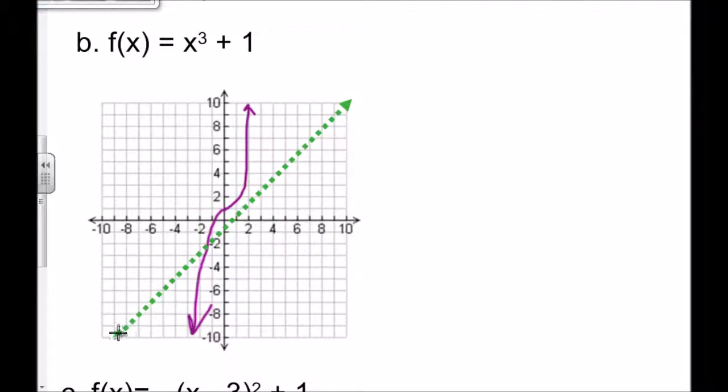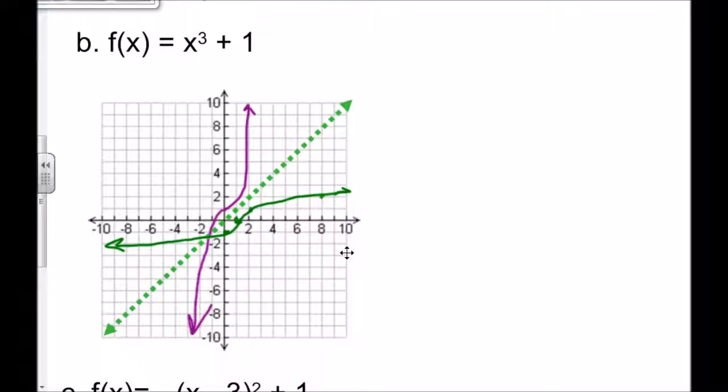If this goes through 0, 1, again, the inverse will go through 1, 0. This one goes through 1, 2. This will go through 2, 1. This goes through 2, 9. This one will go through 9, 2. So it'll go like this. And going the other direction, this goes through negative 1, 0. This will go through 0, negative 1. And the rest of it goes more like this. So there's the inverse, and you should be able to see how they are reflections of each other.